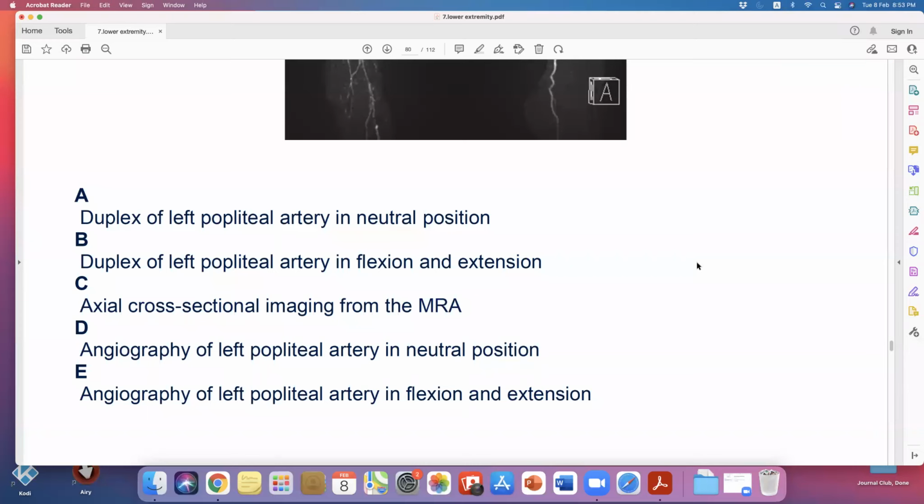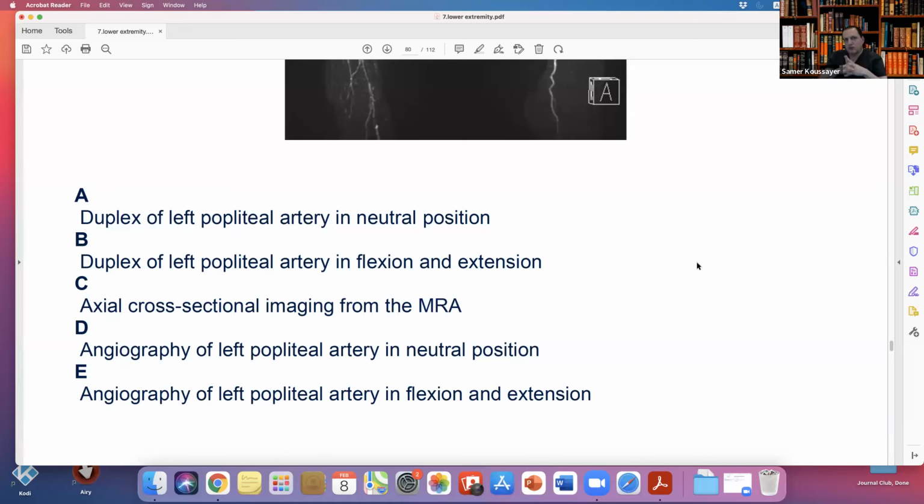Okay. Axial cross-sectional imaging from MRA. Okay, let's go to the next one. Angiography of left popliteal artery in neutral position. Also to diagnose, not to plan surgery. Okay. Angiography of left popliteal artery in flexion and extension. The same. Right. So back to MRI.